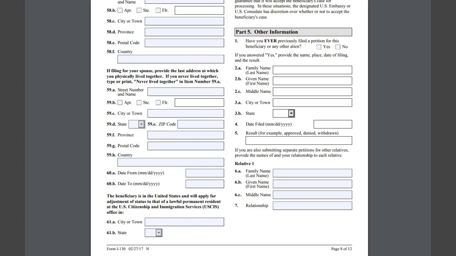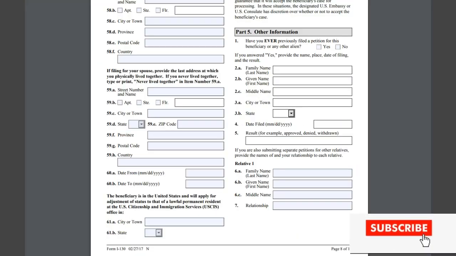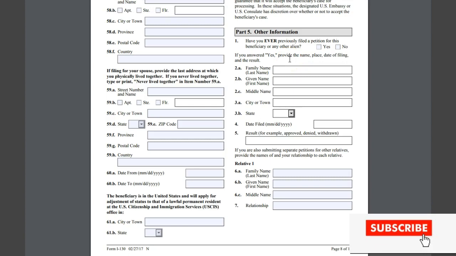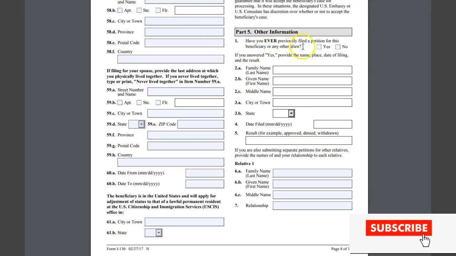So in this video, we want to explain to you Part 5 on the Form I-130, because we receive so many questions for this part. People are trying to understand how to answer Part 5 on the Form I-130, what it is. So the question is, have you ever previously filed a petition for this beneficiary or any other alien? Yes or no? In fact, the questions in Part 5 address two potential issues.